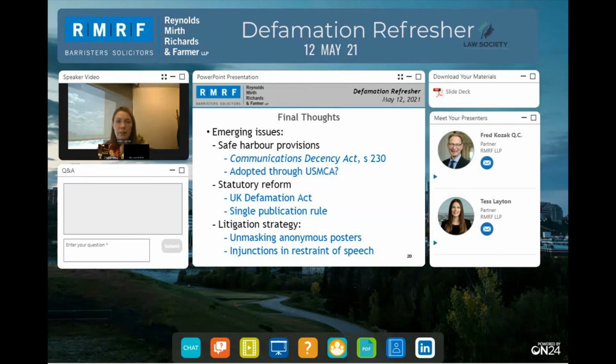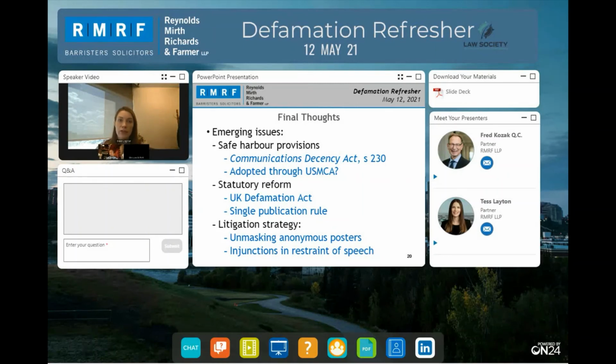Now, there's a recent development in that the US rule might actually be adopted in Canada, but we're not sure how that's playing out. It's because Section 230 of the Communications Decency Act was adopted by Canada as part of the USMCA, the United States-Mexico-Canada Agreement, which is the new NAFTA. This would significantly amend the common law, but because it's so new and the USMCA was just, I think, ratified in July of 2020, there's been no judicial commentary on its implications. We talked about the UK Defamation Act and the single publication rule already, so I won't cover that again.